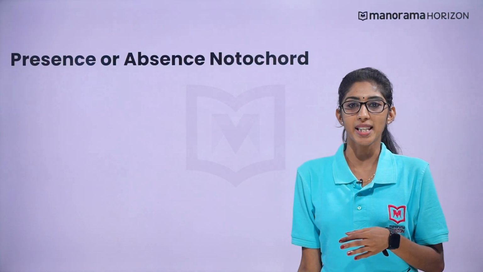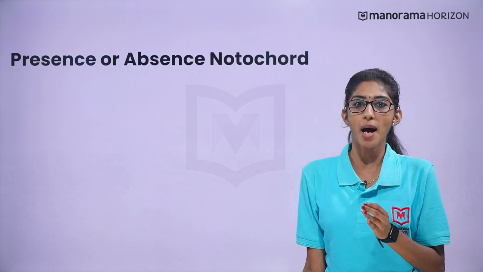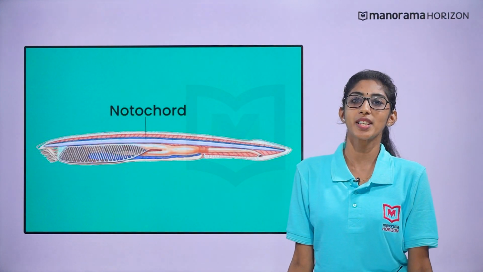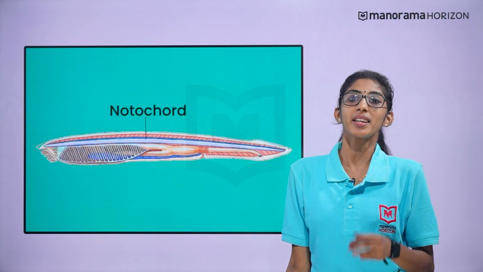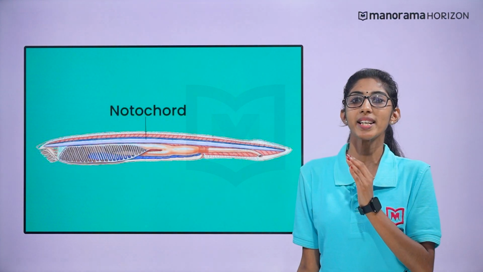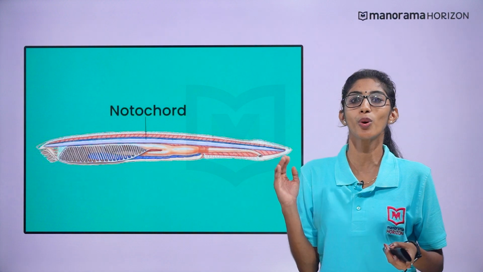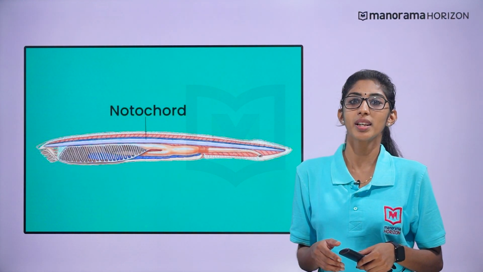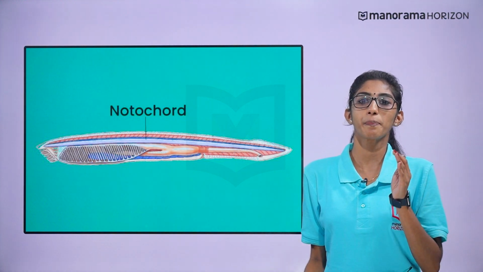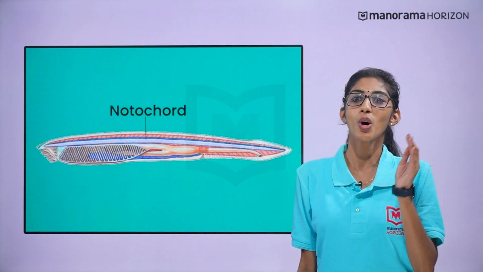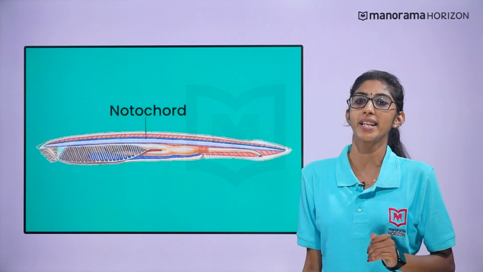Not only body segmentation, presence or absence of notochord also differentiates animals. What is a notochord? During embryonic development, a mesodermally derived rod-like structure is formed on the dorsal side of the body in some animals, and it is called the notochord. Based on the presence and absence of notochord, animals are divided into chordates and non-chordates respectively.